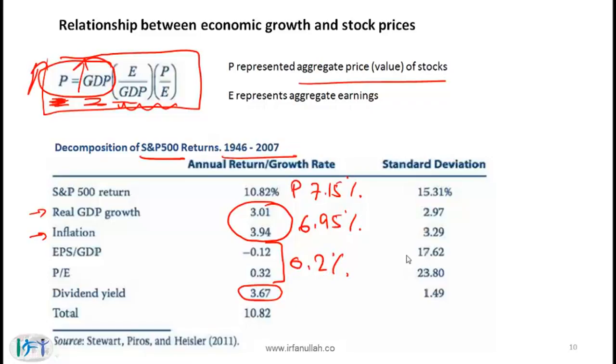Notice also that there is a lot of standard deviation, so a lot of variation associated with these two small numbers. So what that tells us is that a lot of volatility in the stock returns is coming because of these two elements. So what we see here is the data confirming what we said on the previous slide, which is essentially that in the long run, there is a very stable relationship between the increase in prices of equities and the growth rate of the GDP.